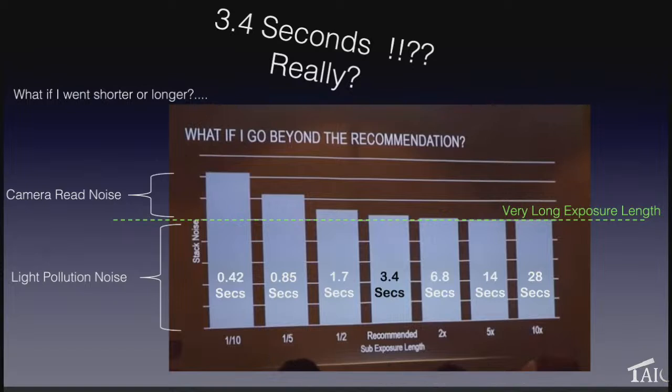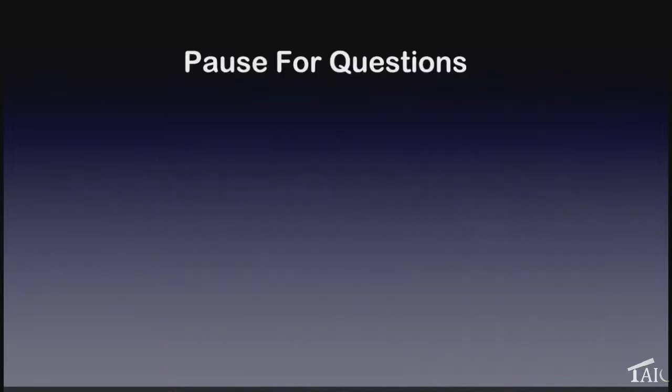So with my exposures at 3.4 seconds, you can see I only add a little bit of extra noise above that green line. If I go down to 1.7, down to 0.8, then it starts getting big, but those are super short exposures. If I go up to 6.8 or 14 seconds, I don't gain that much. So that's why he says 3.4 on my camera is not a bad place to start. I felt pretty good that I was in a pretty good spot.